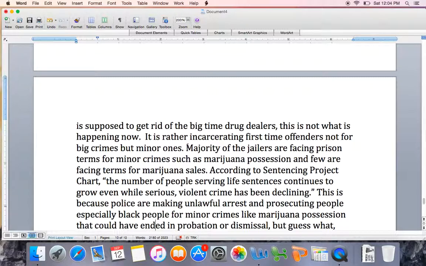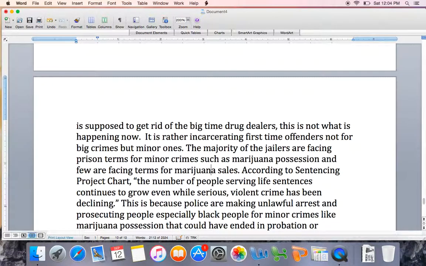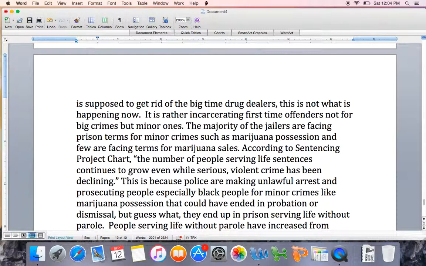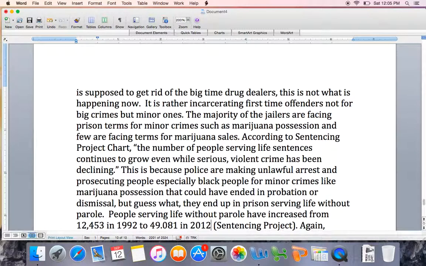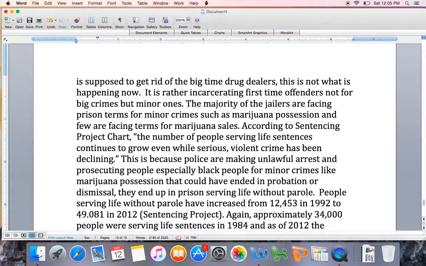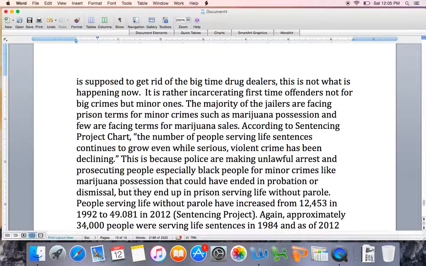Majority of the jailers are facing prison terms for minor crimes such as marijuana possession, and few are facing terms for marijuana sales. According to Sentencing Project chart, the number of people serving life sentences continues to grow even while serious violent crime has been declining. This is because police are making unlawful arrests and prosecuting people, especially Black people, for minor crimes like marijuana possession that could have ended in probation or dismissal. But guess what? They ended up in prison serving life without parole. The guess what part goes to tone. You don't need that. Meaning, it seems as though it's very informal.